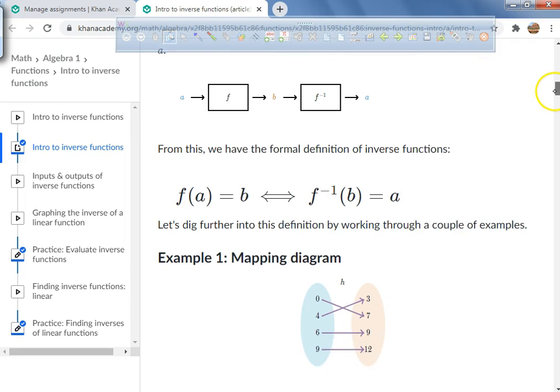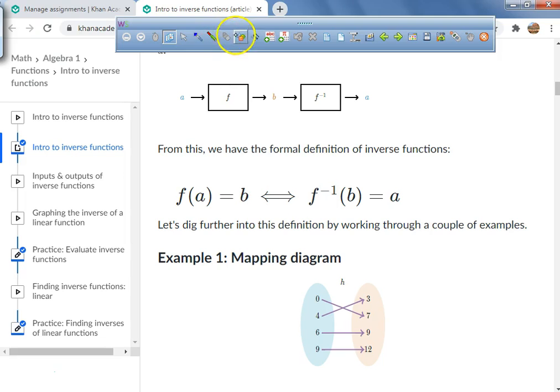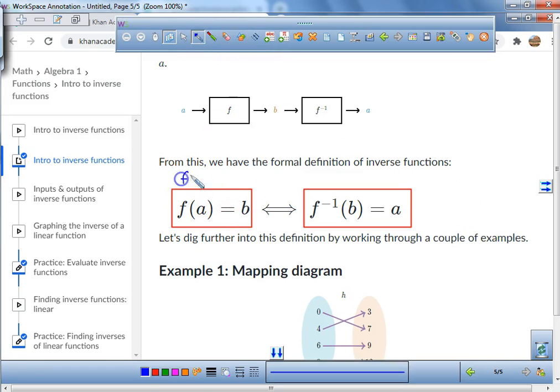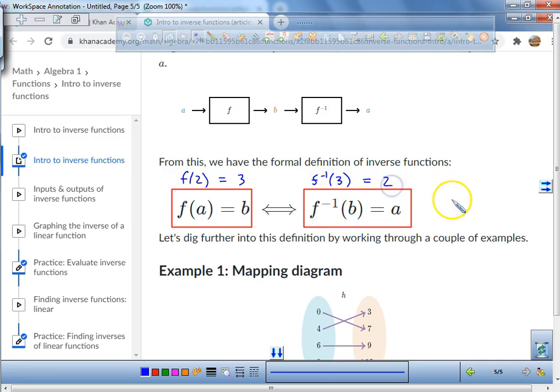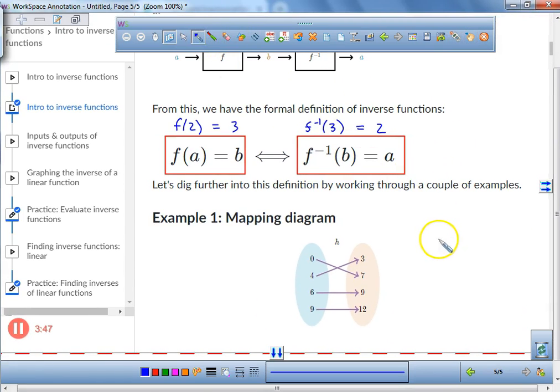All right, we're going to scroll down just a little bit. A couple of notations you probably want to understand is this right here. If f of a equals b, then the inverse of b will equal a. Right? So how could I use numbers here? If I say f of 2 equals 3, then the inverse of 3 will equal 2. That's another way of writing it. See how easy that is? It's super easy.